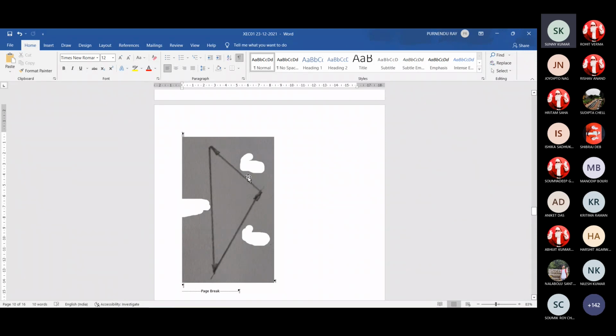And for graphical representation of forces, it means that there are 3 forces. One is this, other one is this, and the next one is this. And it is forming a closed polygon, that is a triangle, and there is no resultant. It is a case of equilibrium.